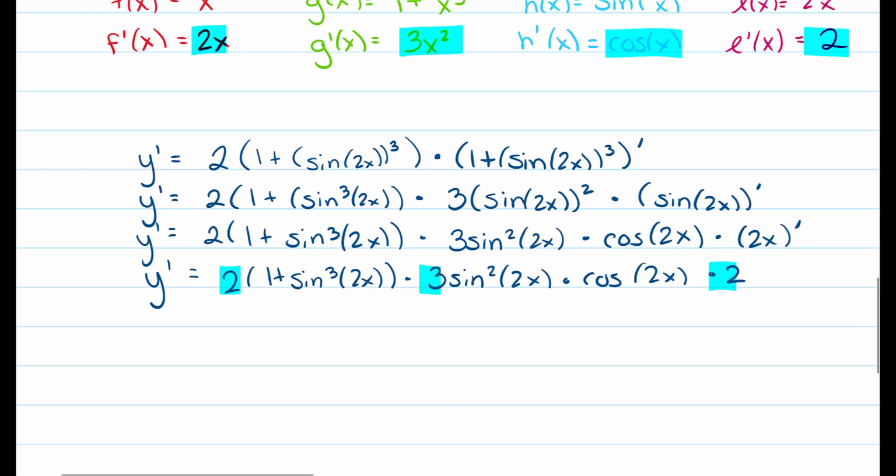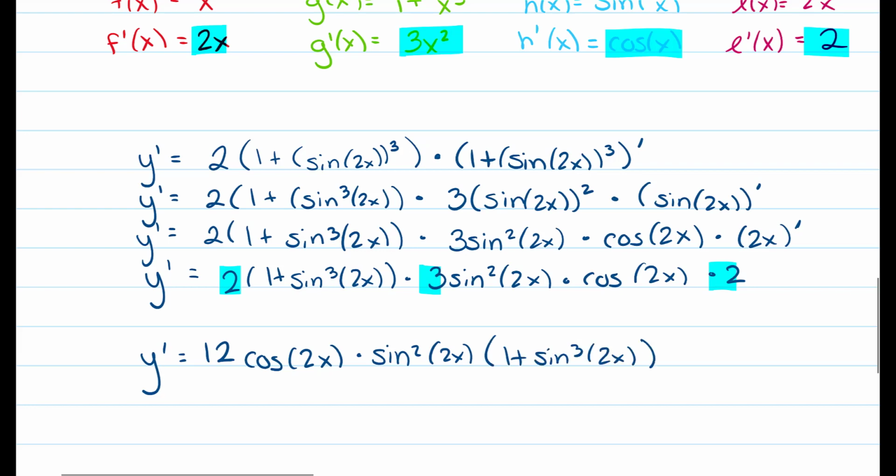So I've got some coefficients running around. So y prime is 2 times 3 times 2, which is 12. And then I like to actually, with trig functions, go from the lowest power to the highest power. So 12 cosine of 2x times sine squared of 2x times 1 plus sine cubed of 2x. And that's how you use the repeated chain rule when you have to do it a bunch of times.